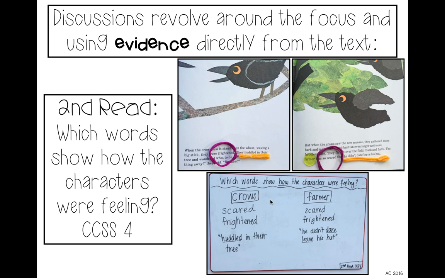And then those quotes I include because, remember, we're getting the evidence directly from the text, so that shows that they knew why the crows were scared and why the farmer was frightened. So again, use the little wiki sticks. We circle the word frightened with them and underline huddled in their tree.